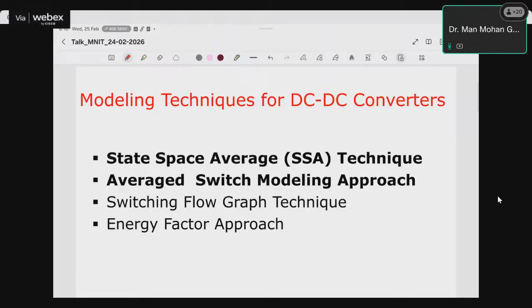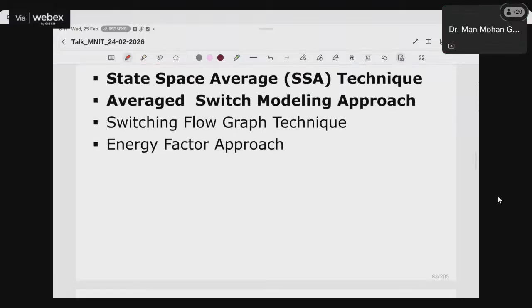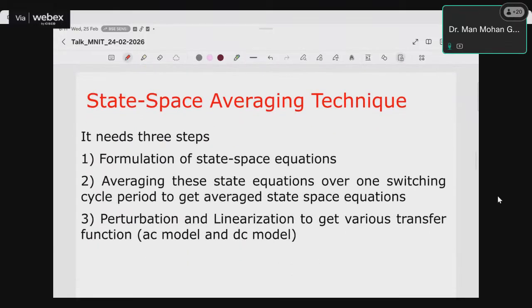There are multiple techniques that exist. We will be covering two techniques in our talk: one is the state space averaging technique, and another is the average switch modeling technique. Then there are multiple other approaches, like the switching flow graph technique and the energy factor approach. But the first one is very popular, so we will cover it in detail and try to get the various transfer functions. As the name suggests, state space averaging technique.